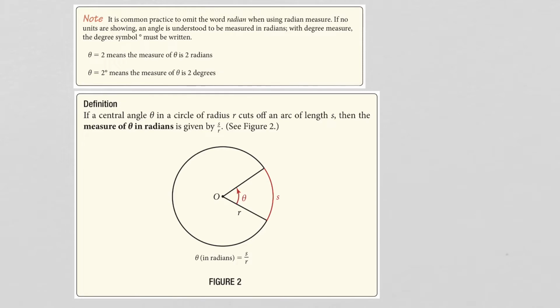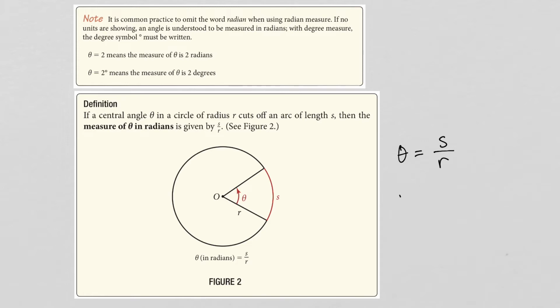Okay, now let's give the definition of how to measure an angle in radians. Suppose we have a central angle theta in a circle of radius r. So you can see the situation here. And let's suppose that this angle theta cuts off an arc length that is equal to s. The measure of the angle theta in radians is given by s divided by r. So you can see that right down here. So the way we measure an angle theta in radians is we take the length of the arc that it cuts off, which is s, and we compare that to the radius of the circle.